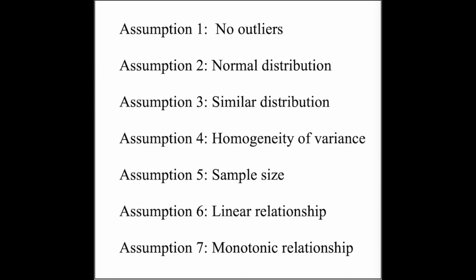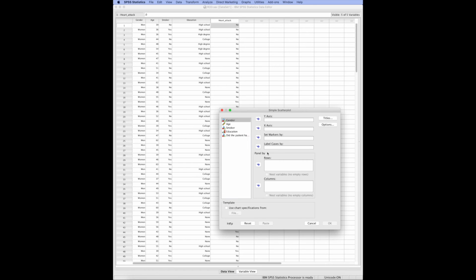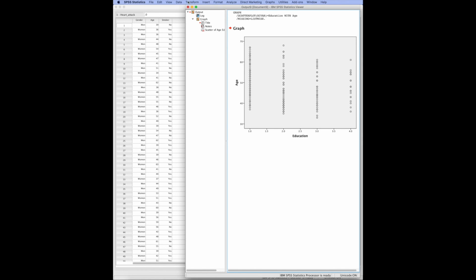Assumption 6. Linear relationship. Tested visually via a scatterplot. Draw a scatterplot from graphs. By plotting each two variables on the x and y axes, you should observe a linear relationship. Here, we do not have a linear relationship.